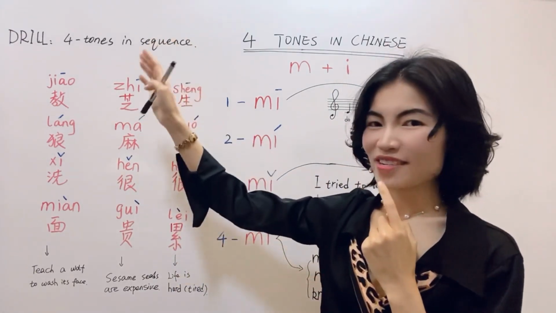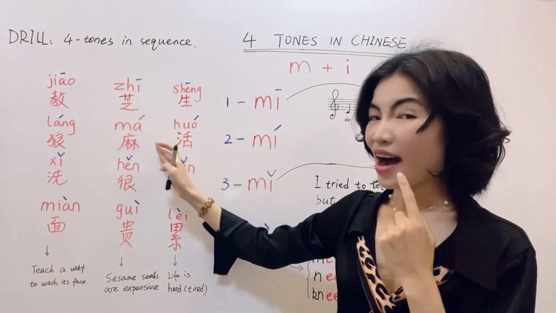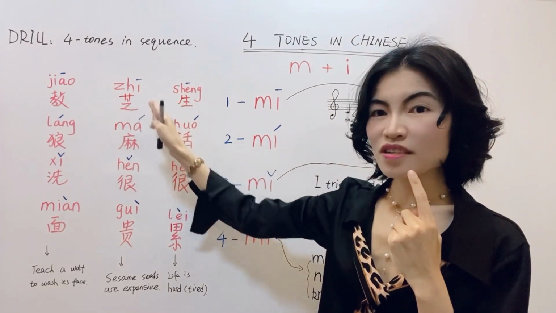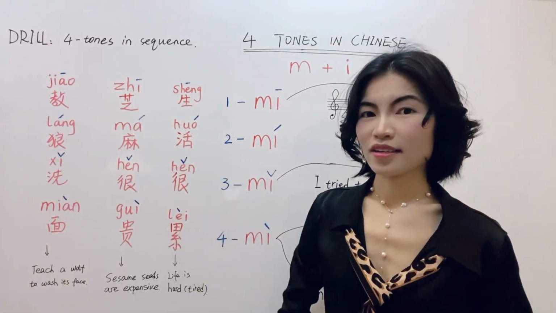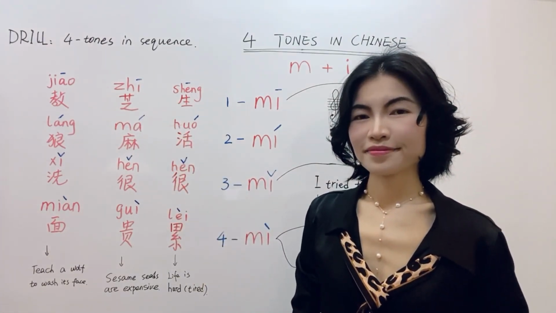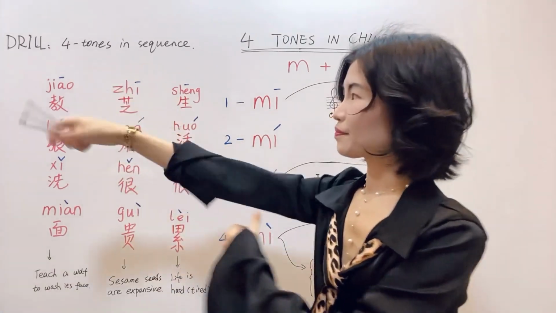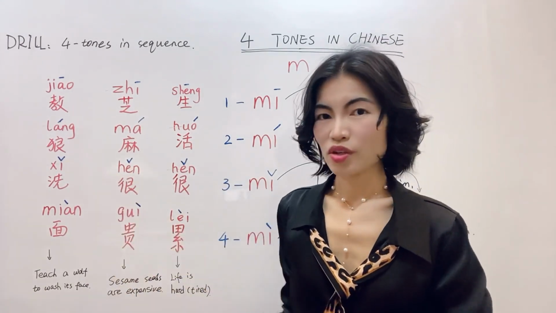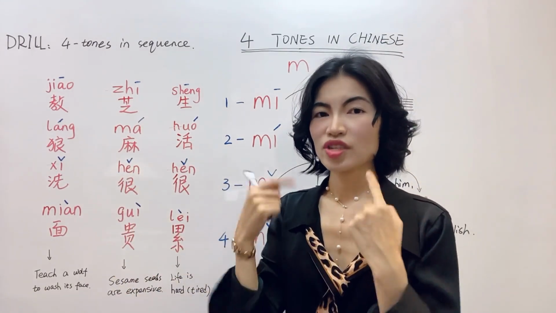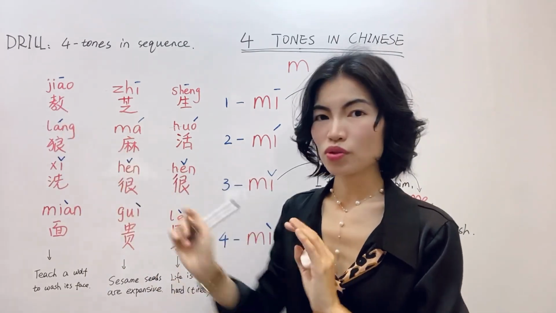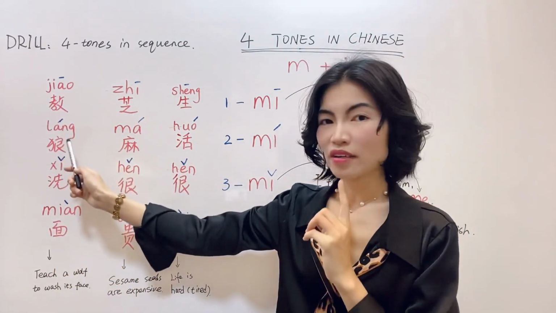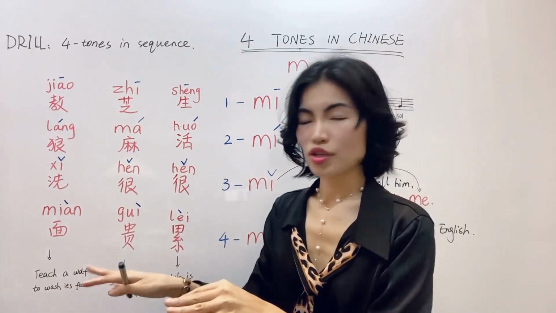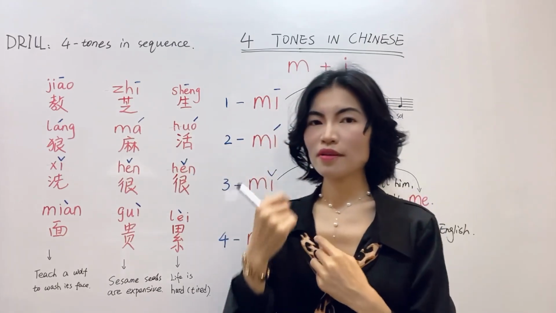All right, let's practice one more time. 芝麻很贵. 芝麻很贵. All right, let's do the last one. 教狼洗面. This means teach a wolf to wash its face. Now, 教 means to teach. 狼, right here, means wolf. 洗 means to wash. 面 means face.